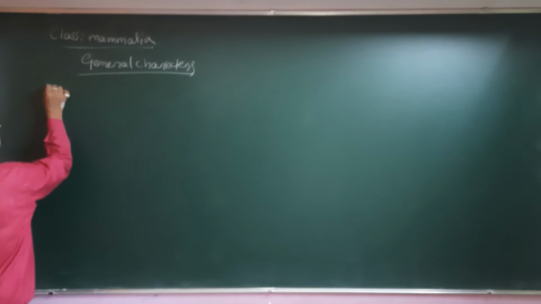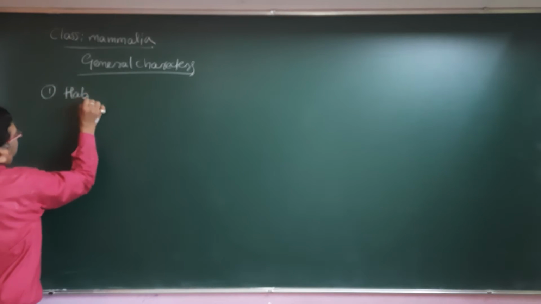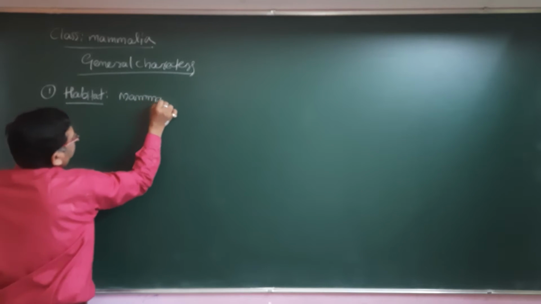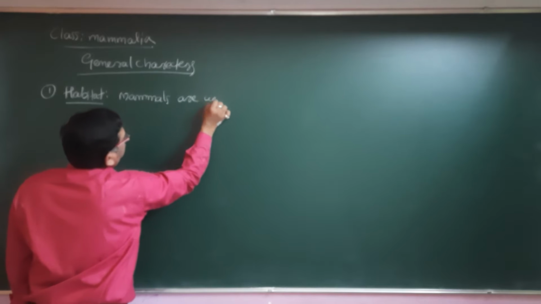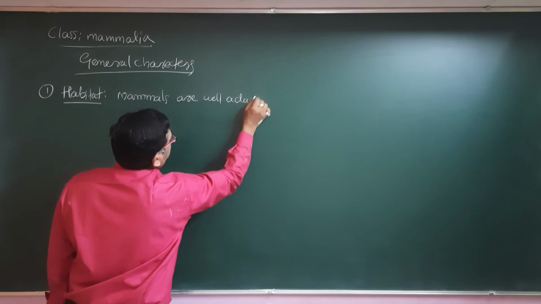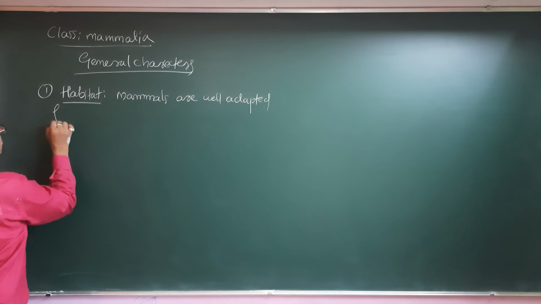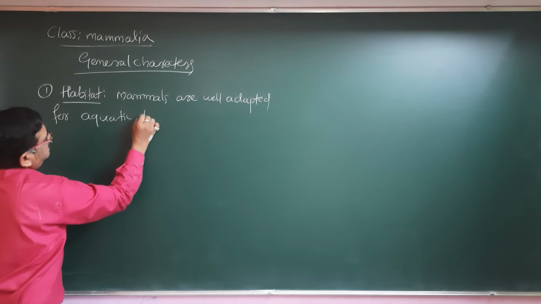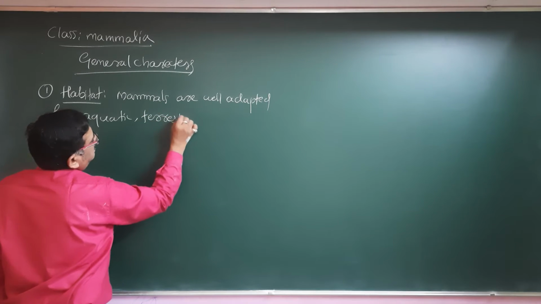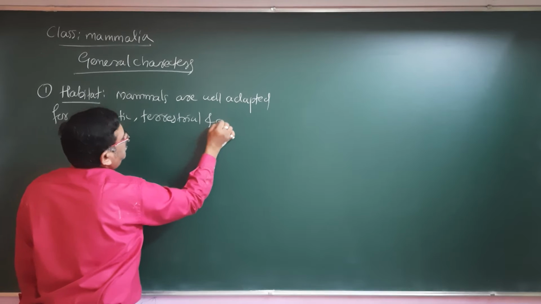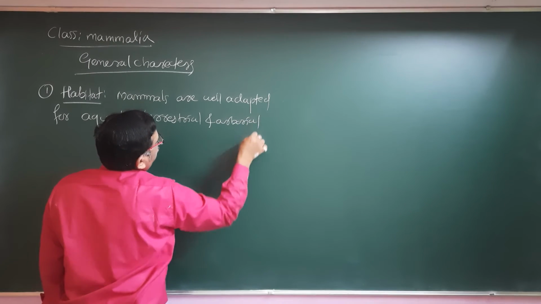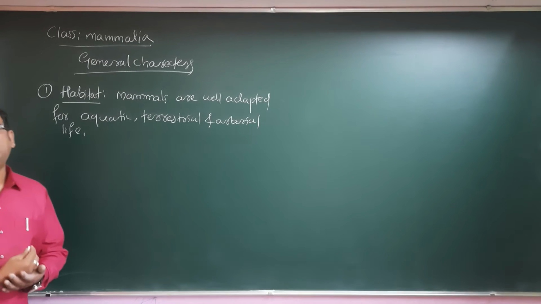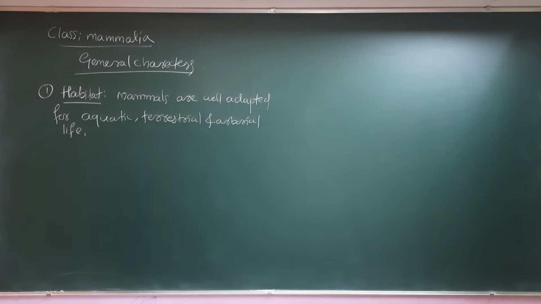So number one, habitat. Mammals are well adapted for aquatic, terrestrial and arboreal, means those that live on the tree, arboreal life. So this is the first point you need to remember.